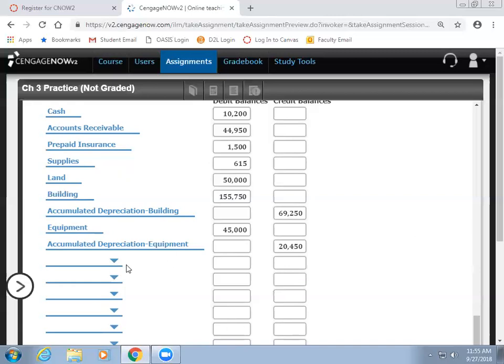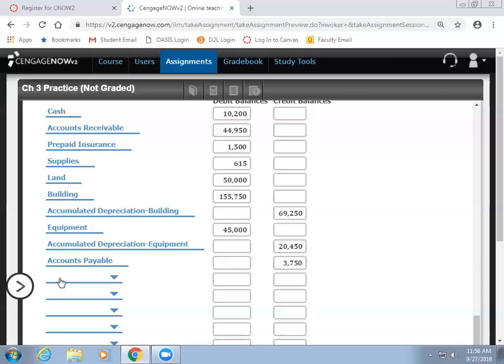What's next? Accounts payable. Did we do anything to accounts payable? No. So it has a balance of $3,750. Your adjustments shouldn't touch accounts payable either. It should always just stay the same.